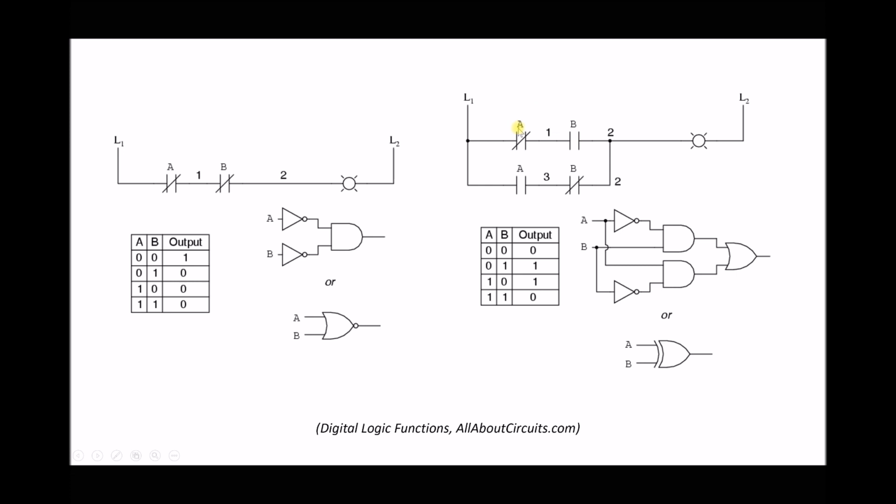Now what we have is two A's, one of the A's is normally open and one of the A's is normally closed. And the same with the B's, we have a B that's normally closed and a B that's normally open. If we were to activate B on its own on this top rail, we would get a signal. If we were to activate A on its own on the bottom rail, we would get a signal.